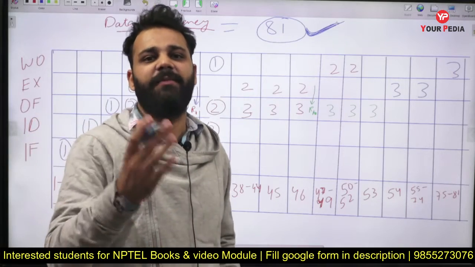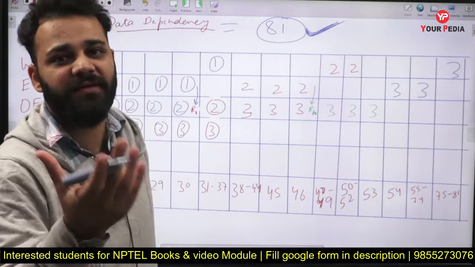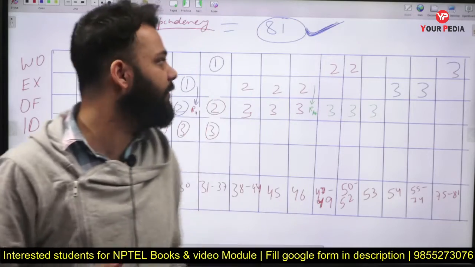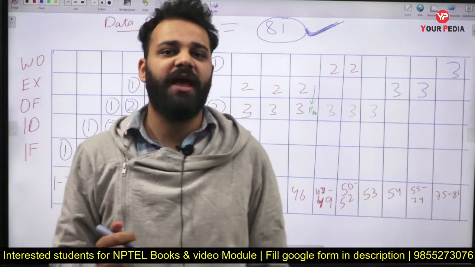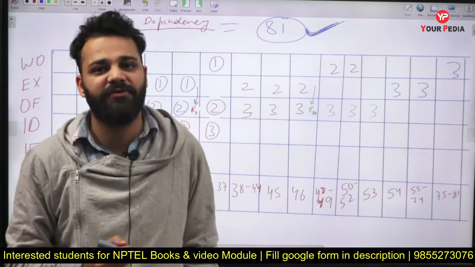By handling the data dependencies, the hazards, the stalls caused by those data dependencies, the number of cycles required is 81. So I hope you understood the question.